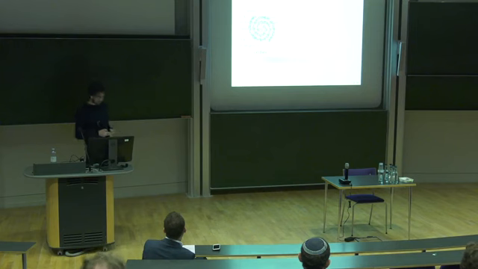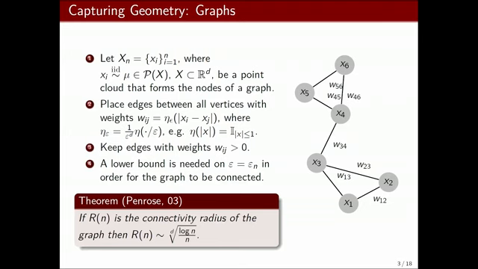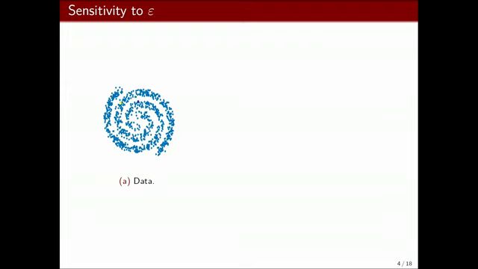Okay, so this says we can't choose epsilon to be too small. Let me say now why we shouldn't want to choose epsilon to be too big either. So let's consider this toy data set. This is the two spirals data set. You see we have two spirals going around each other.